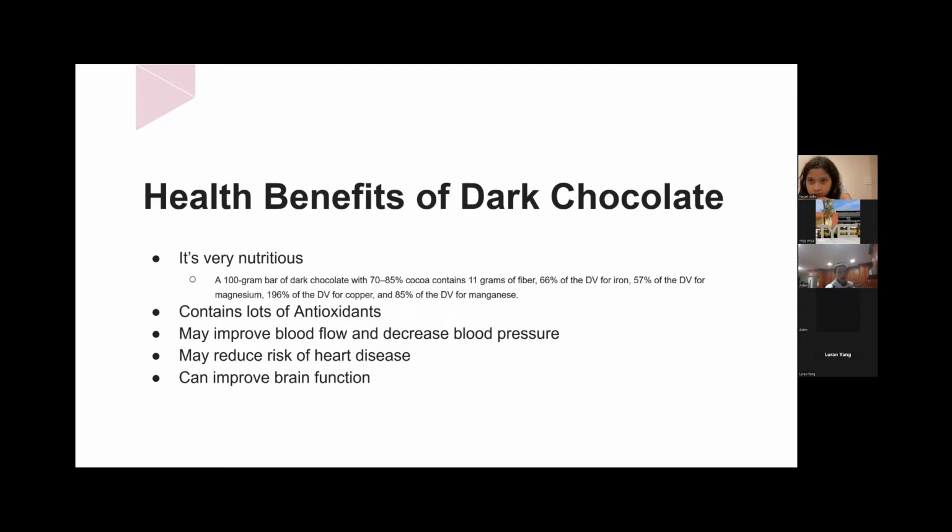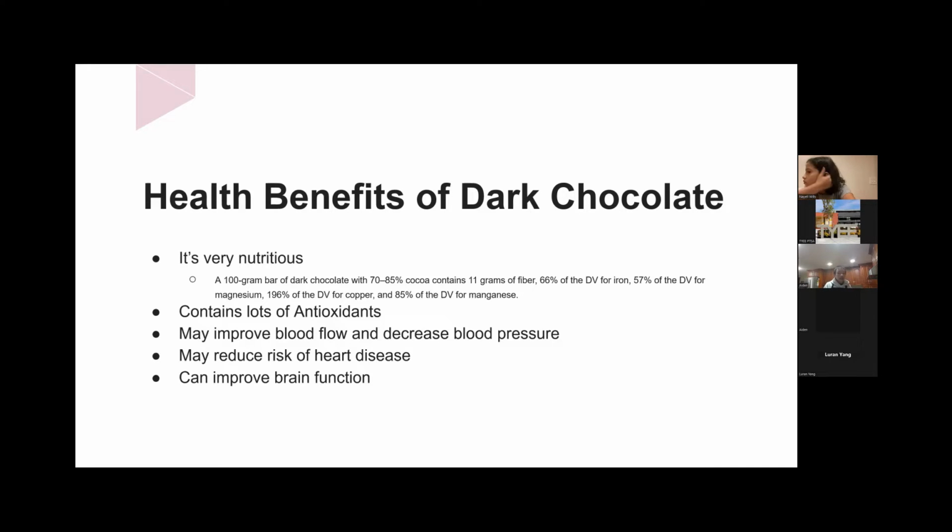Our next slide is on health benefits of dark chocolate, not milk chocolate or white chocolate, because those have a lot of sugar and milk. So one, it's very nutritious. 100 grams of dark chocolate has 11 grams of fiber, 66% of the daily value requirements for iron, 57% for magnesium, 196% for copper, and 85% for manganese.